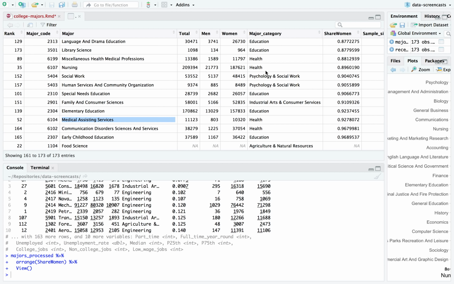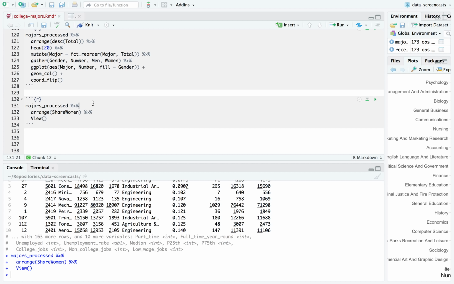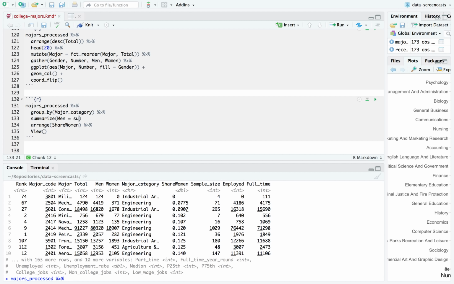Notice as soon as I started looking at these, instead of looking at the individual major, which is very specific, I started looking at major category. That tells me I probably want to aggregate by major category. What I'm going to do is group by major category. We definitely could look at the most skewed majors, but it's probably more interesting to divide it by category and say group by major category and summarize men equals sum of men.